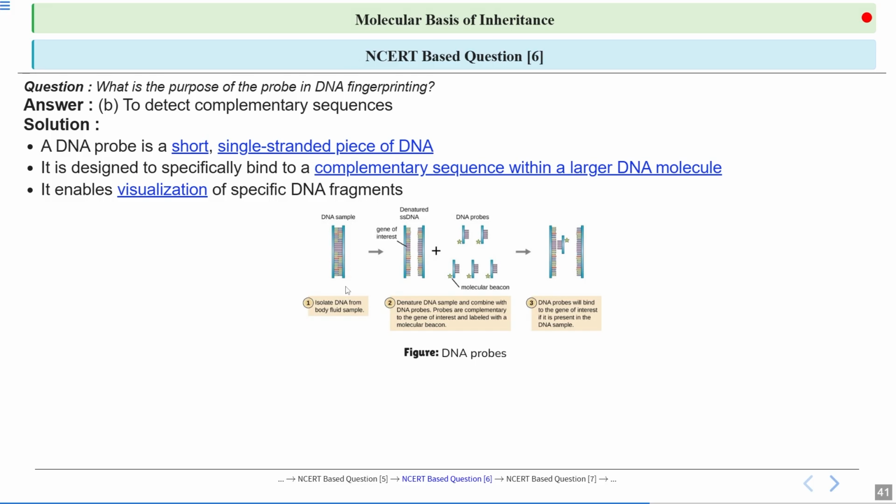This was a DNA sample. We have isolated the DNA from a body fluid sample. Then we denatured it. This is our gene of interest. So now we will add DNA probes. What are DNA probes? These are short single-stranded pieces of DNA which are complementary to this gene of interest, and this is radiolabeled. So now what will happen? This probe will go and bind to its complementary region, and this is how we can visualize and identify it.